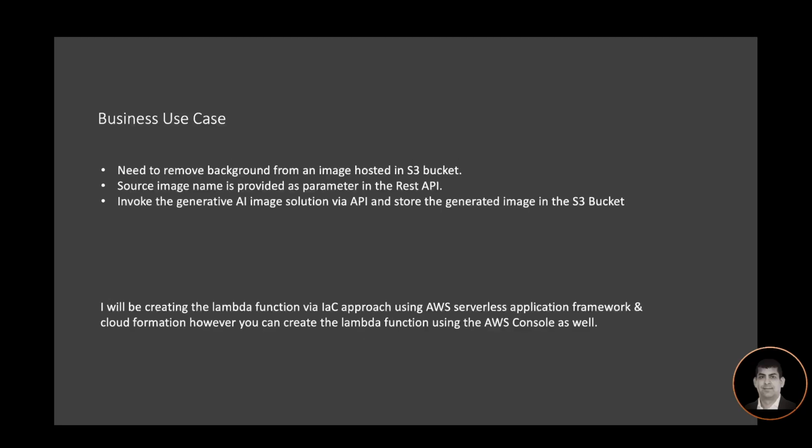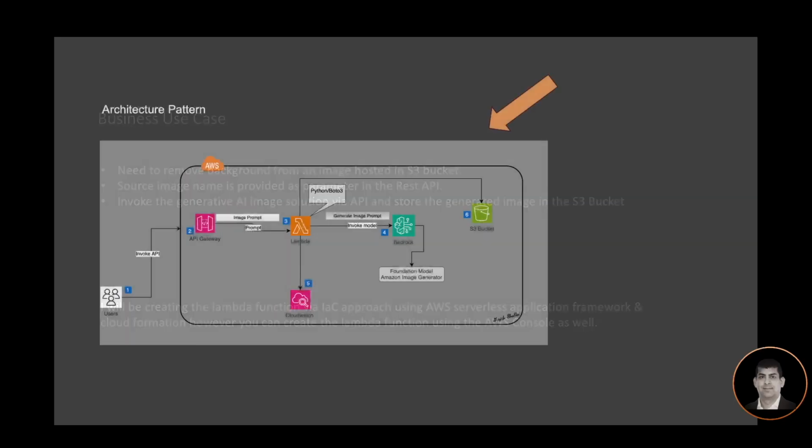Let's look at our business use case. Need to remove a background from an image hosted in S3 bucket. Source image name is provided as parameter in the REST API. Invoke the generative AI image solution via API and store the generated image in the S3 bucket. I will be creating the Lambda function via infrastructure as code approach using AWS Serverless Application Model and CloudFormation. However, you can create the Lambda function using the AWS console as well.